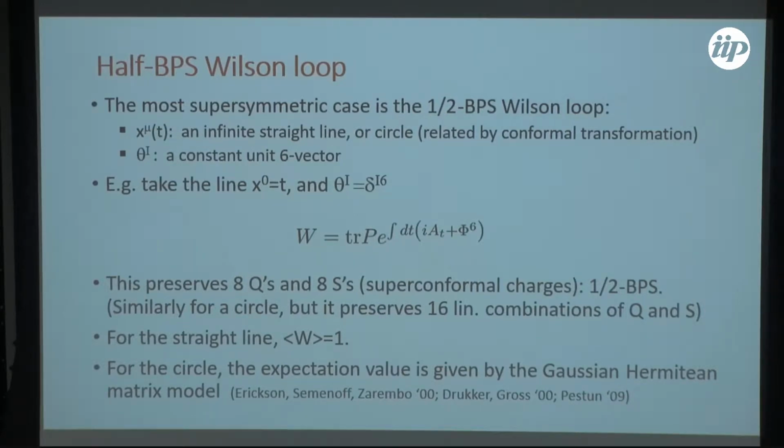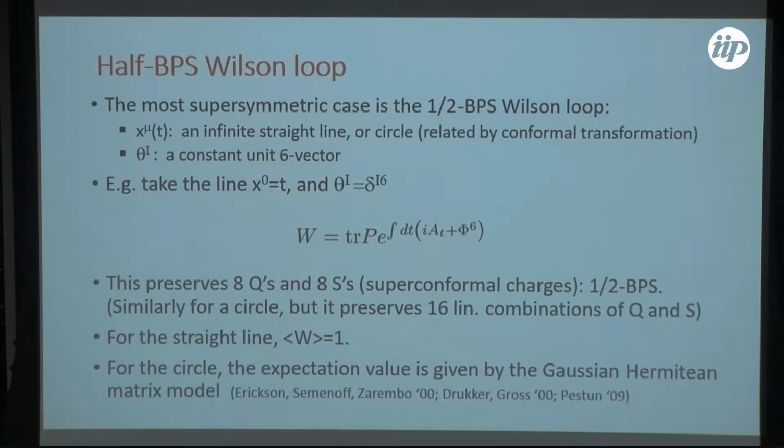So we can take, for simplicity, this straight line in the x0 direction, identify x0 with t, and pick the scalar coupling to point in one of the scalar directions, say phi 6. So this is the BPS straight line operator. And similarly, you can consider the circular geometry as well. This preserves 16 superconformal supercharges, so it's half BPS. For this straight line configuration, the expectation value is trivial, it's just 1.